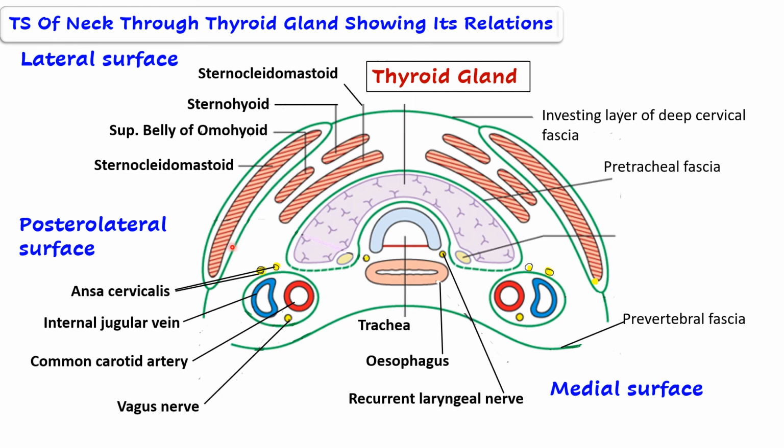Remember, four muscles. So most superficial is sternocleidomastoid. Then we have sternohyoid, right, which is more medially placed, and the superior belly of omohyoid, which is more laterally placed. And then the deepest one is the sternothyroid. This is sternothyroid, right? So these are the four muscles which will come in relation to lateral surface. Let us look at the posterolateral surface.